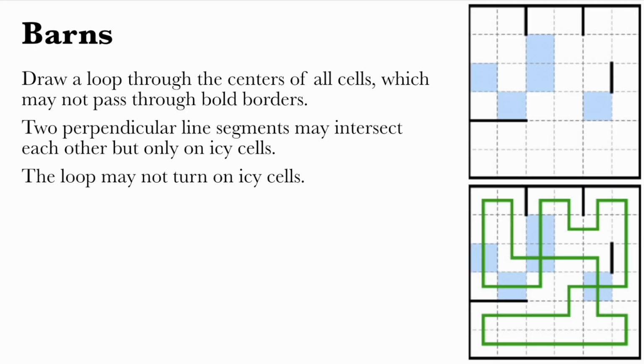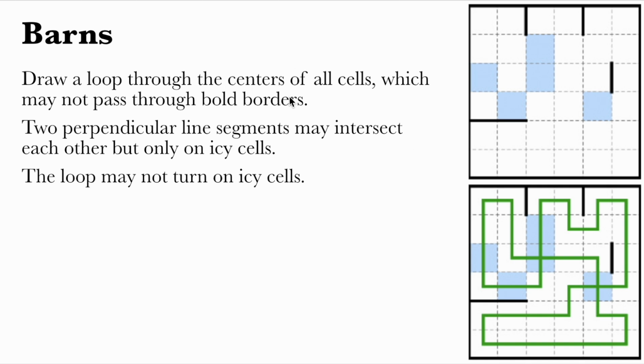Barns is a loop drawing puzzle. The rules are: draw a loop through the centers of all cells which may not pass through bold borders. So this is pretty much simple loop rules. Every single cell in the grid has to be part of the loop, even all the way up to the corners, no empty cells, and we have some dark lines here that are walls we can't go through.